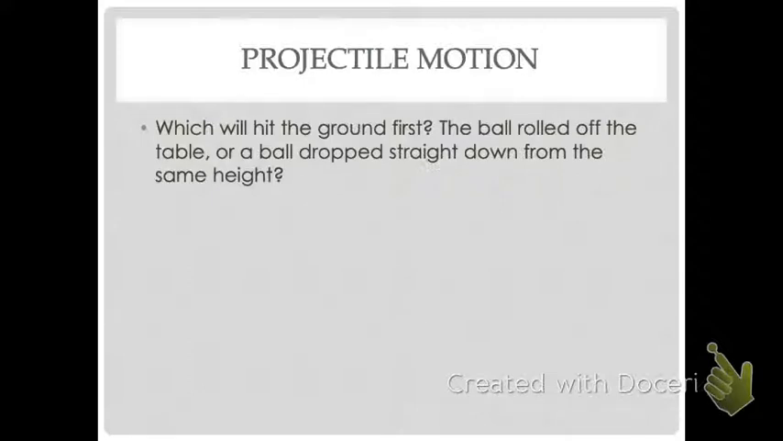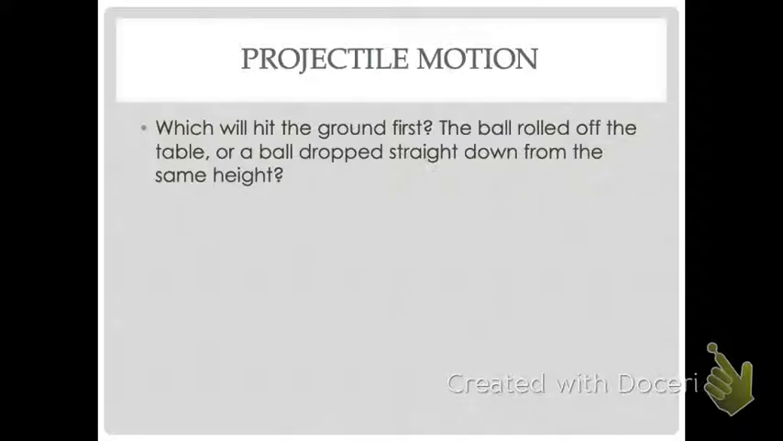I'll show you something. What do you think? How many of you think the rolled ball will hit the ground first? How many of you think the dropped ball will hit the ground first? How many of you think it's neither of those things? The same. Yeah, what do you think, Michael? It's the same.